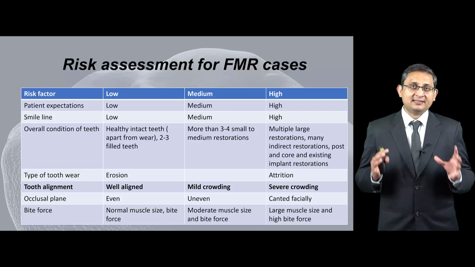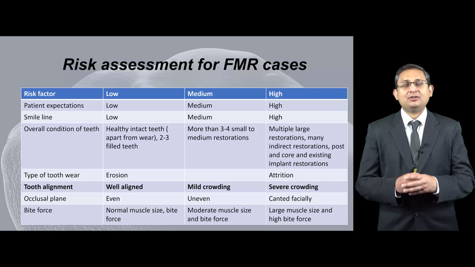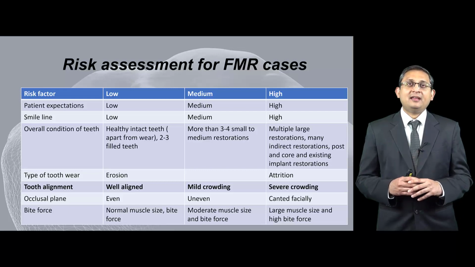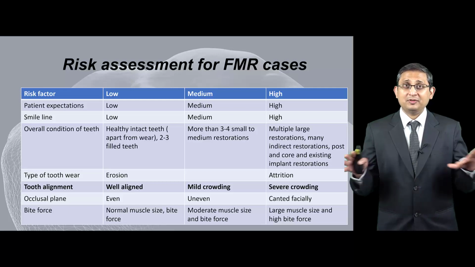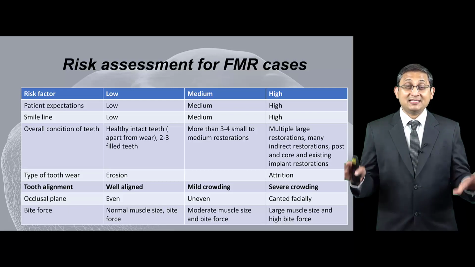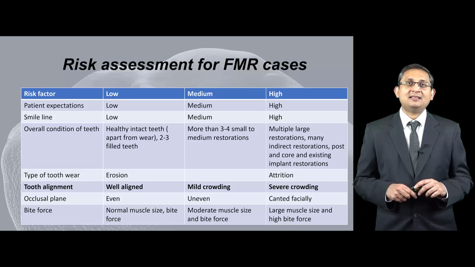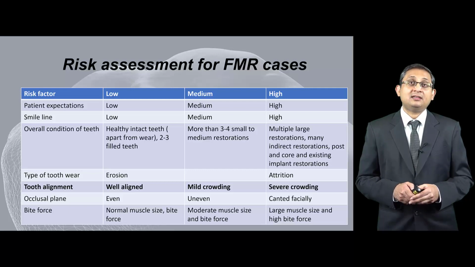The other unique thing you need to assess is whether the teeth are aligned. If the teeth are nicely aligned in a normal position, then that's low risk. If the teeth have severe crowding, severe inclination, then it's a high risk case because you first need to move the teeth into the right position, then maintain them, retain them while you're doing full mouth reconstruction, and that can become tricky. So make sure that you assess the patient's occlusion and the alignment of the teeth.